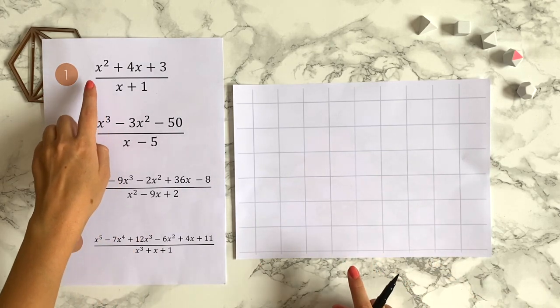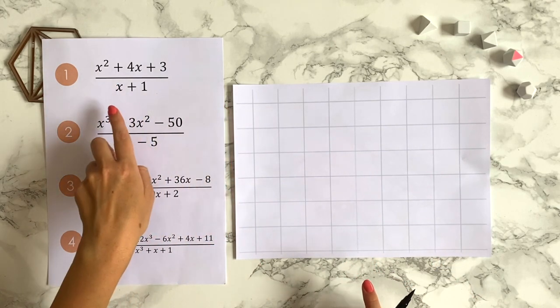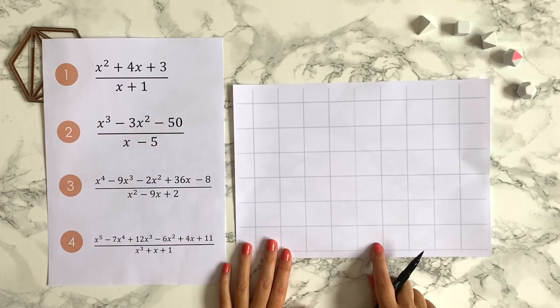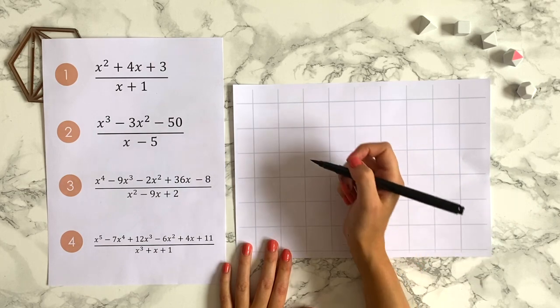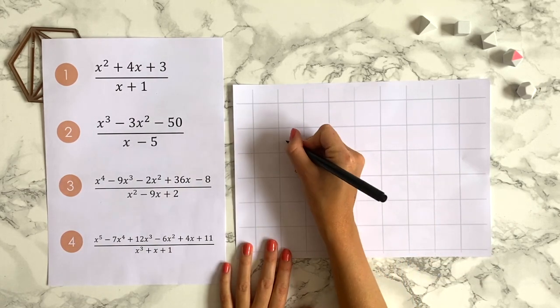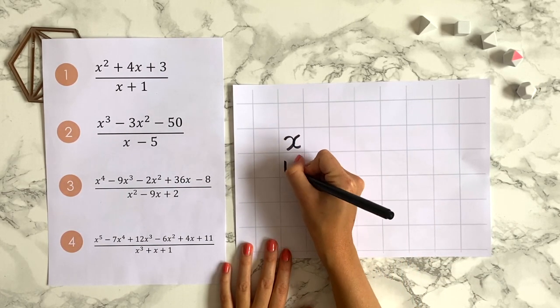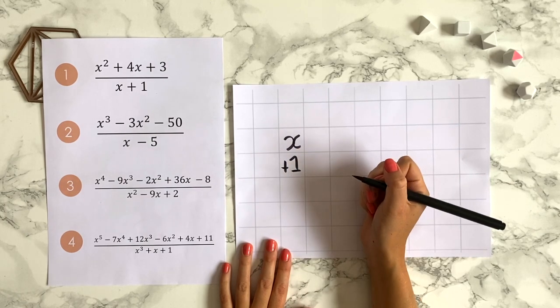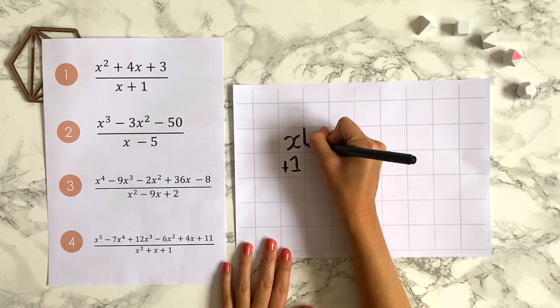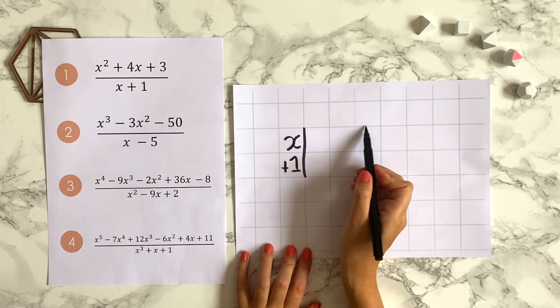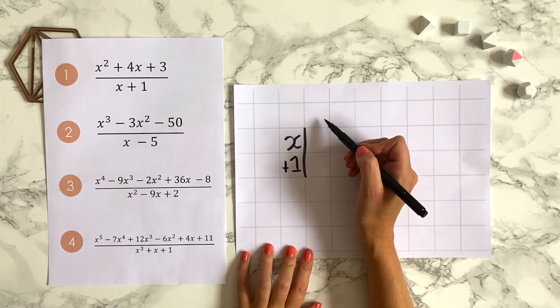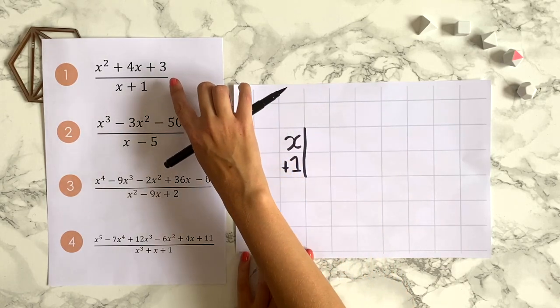Let me show you how to solve this first question using this alternative method. So we want to divide x squared plus 4x plus 3 by x plus 1. The first thing we're going to do is write the thing we're dividing by down the side. We're going to write x and plus 1 like this and draw a line next to them. The next thing we're going to draw is a line at the top here. On top of this line, we're going to have the answer to this question.